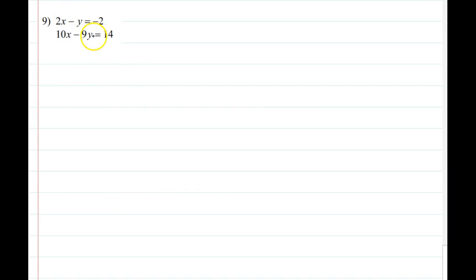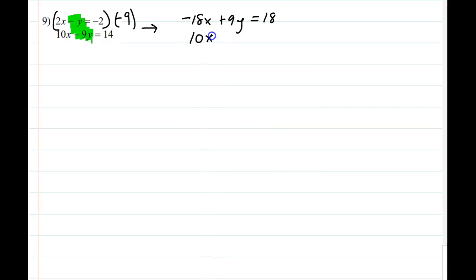Alright, so now you can see that I don't have opposites. So you need to pick the variable you want to work with. For this one, I think I'm going to get rid of the y. So I'm going to multiply this top equation, the whole thing, by a negative 9. So this is going to give me a negative 18x, positive 9y equals 18. In the bottom, I'm just going to rewrite it.